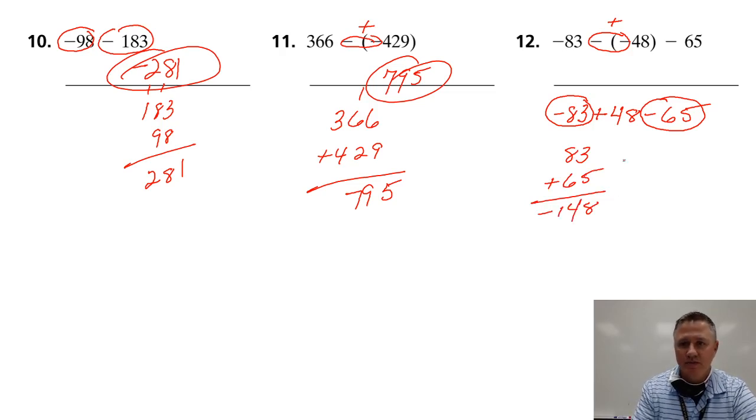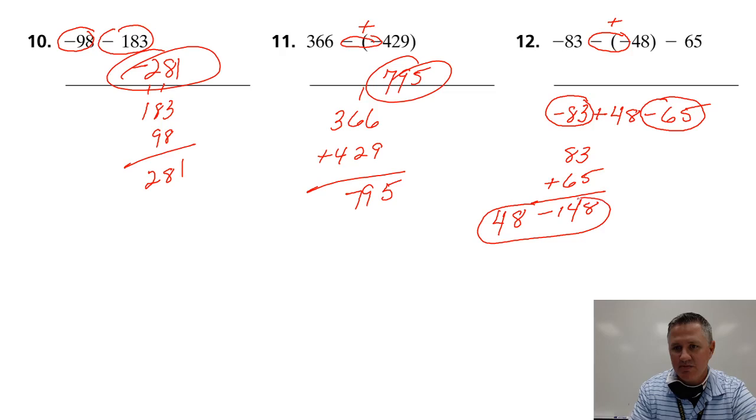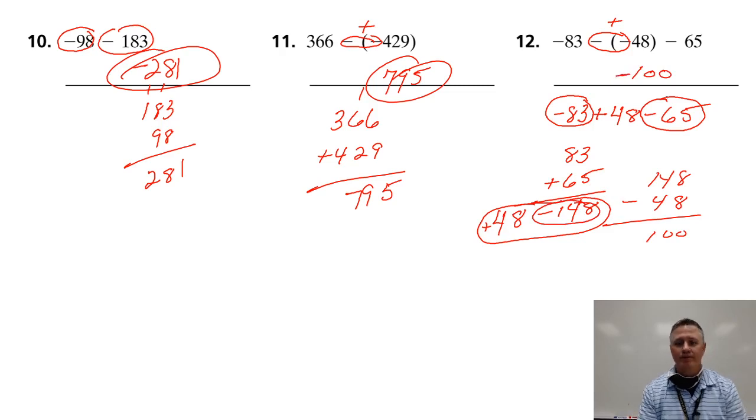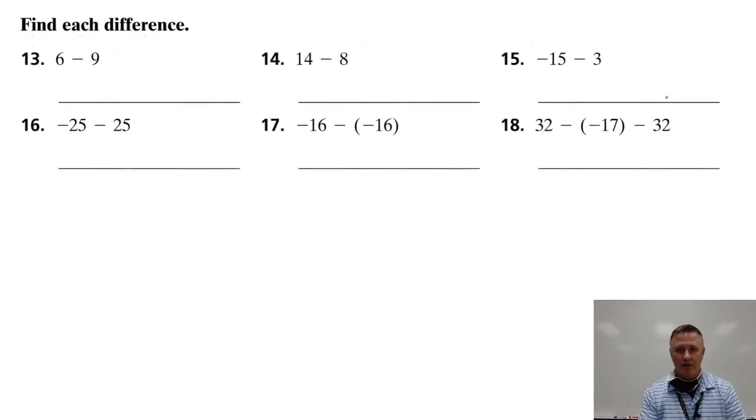Now check it out. If I have 148 negatives and I have 48 positives, check this expression out. Signs are different, so I'm going to subtract. And it kind of works out perfectly. I get 100, and when I get my 100, I always ask myself, do I have more positives or more negatives? And I've got more negatives, so that is negative 100. Now on to the easier problems.